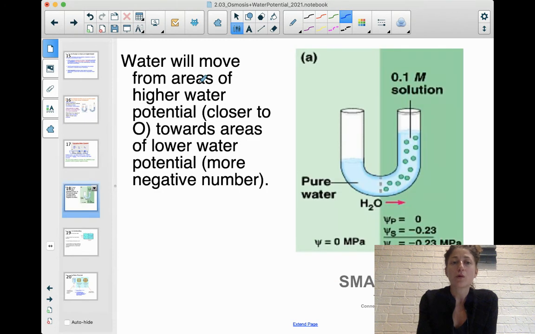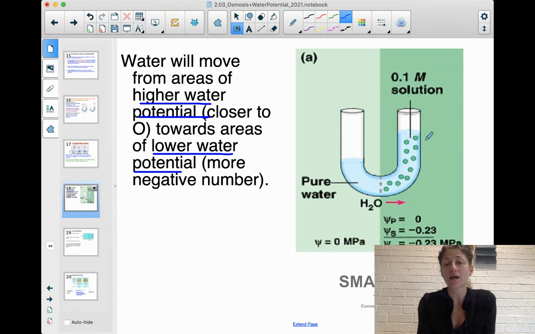So again, water will move from areas of higher water potential, which are closer to 0 usually, pure water, to areas of lower water potential. This is osmosis. It's the same thing that we talked about before. It is just using this value of water potential to talk about it.